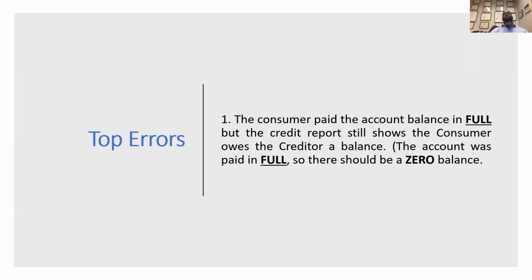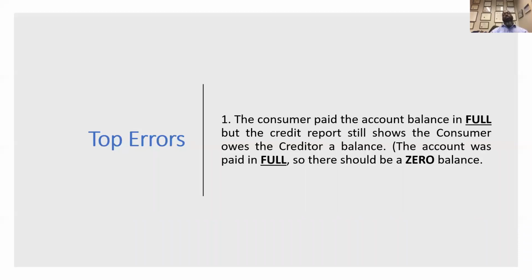Error number 1, the consumer paid the account balance in full, but the credit report shows the consumer still owes the creditor a balance. And so what does this mean? So if your credit card company is showing that you owe $450, but in actuality you paid them in full, right? The account was paid in full, so therefore the balance should be 0. There should be a 0 balance. There should be no balance being reported.